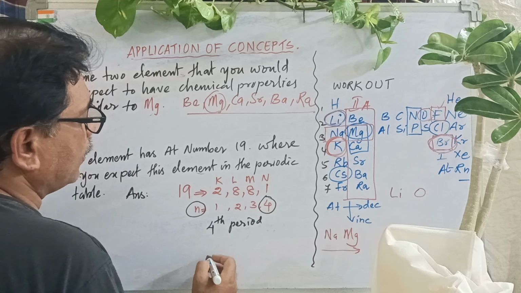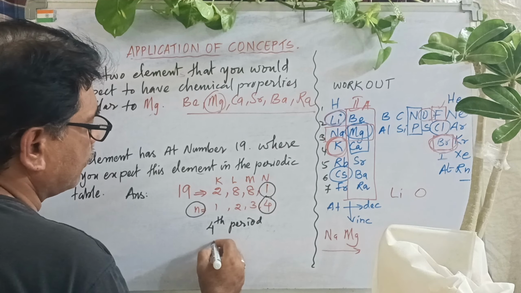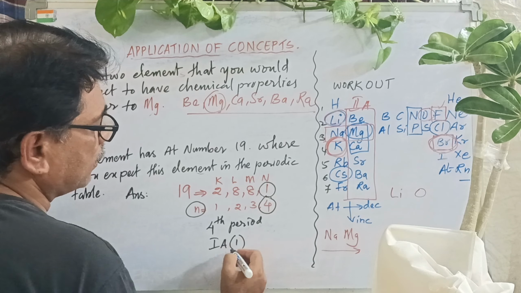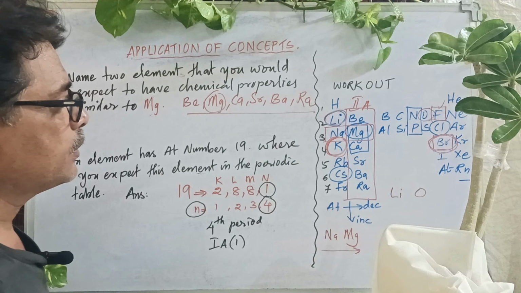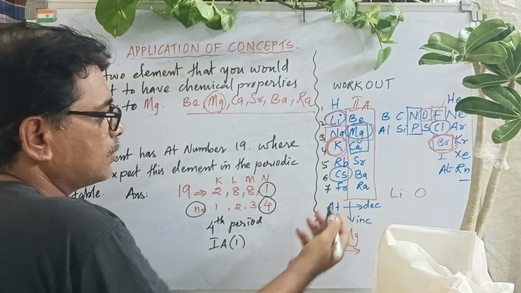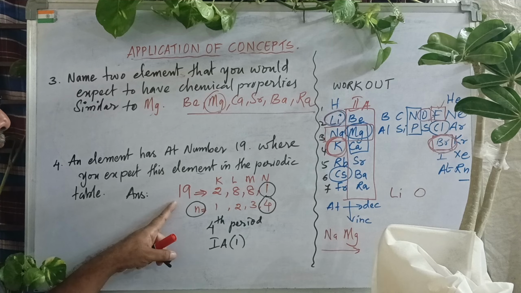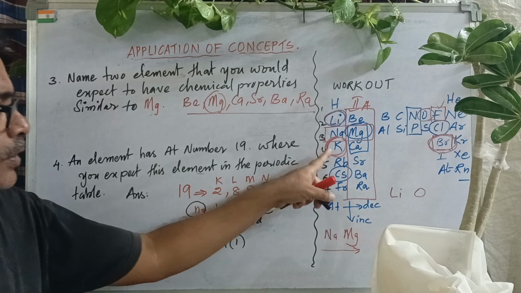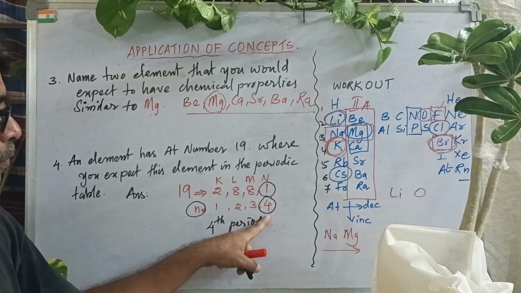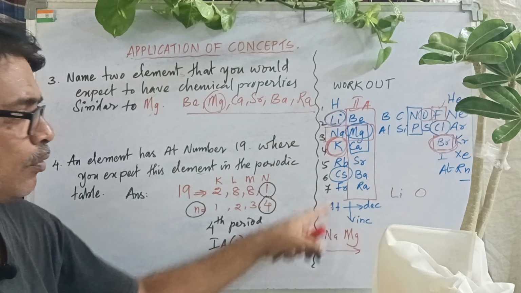Now how to identify the group? Group is very simple. The last one is 1. Therefore it is first group, or the IUPAC number is 1. How can you say it is in first group? Yes, because their valency is 1. Their charge is 1. Okay, simple. Which element do you think it is? It is potassium, then comes calcium. So 19 is in the fourth period and is a first group element.